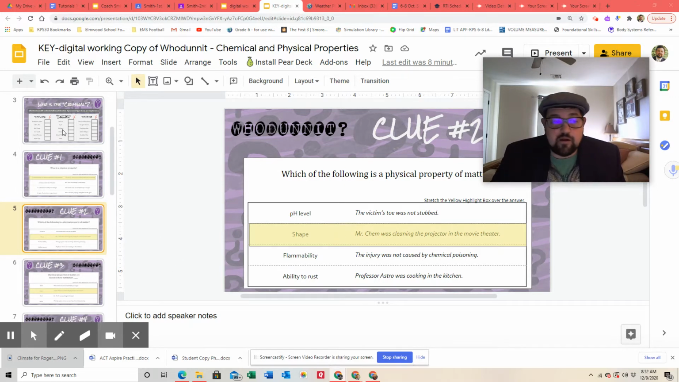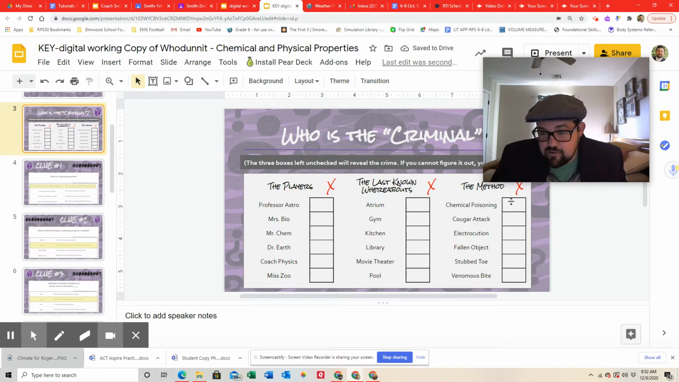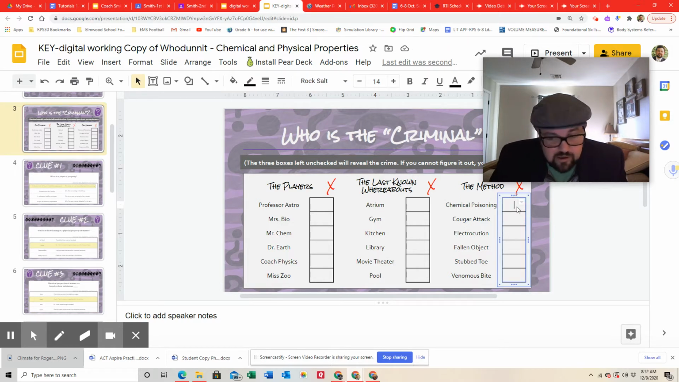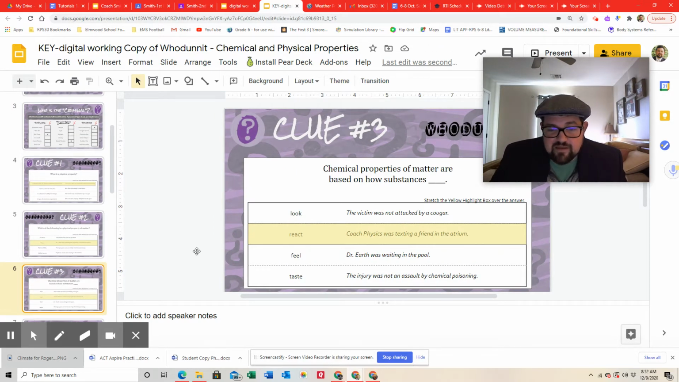Right, and remember, we got to go back and record this information, right? So the injury was not chemical poisoning. So we're going to go up here, and we know, hey, I'm going to click right here. Not chemical poisoning. And we also know that Mr. Kem was in the movie theater based on clue number two, right? So we're going to toggle between those two things to determine where these are.